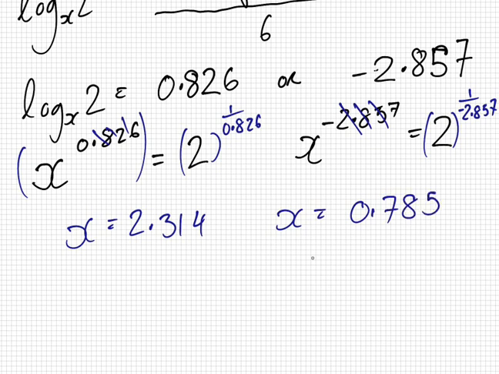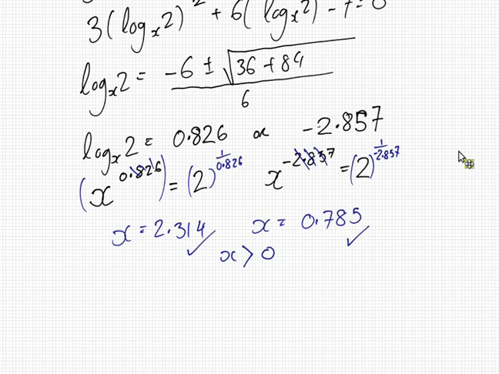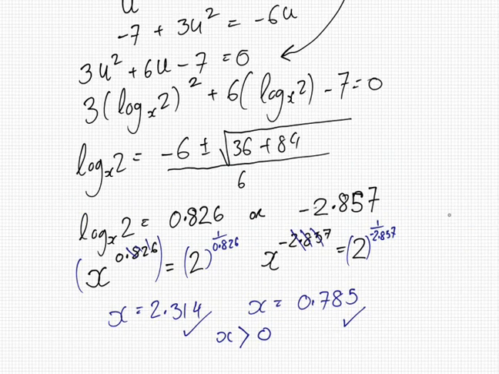0.785. Is correct? Yeah. Oh yeah, and let's not forget, I need to check. So what was my requirement for x? X must be bigger than 0. And both are. So we accept both these answers. Does x always have to be? No, it depends on the equation.